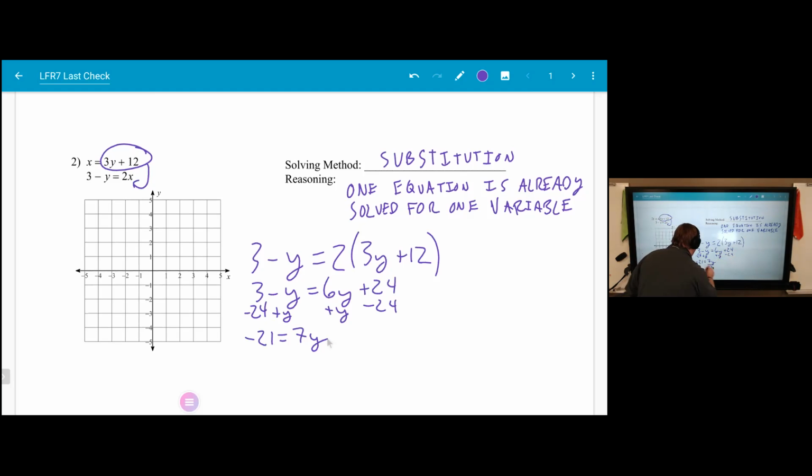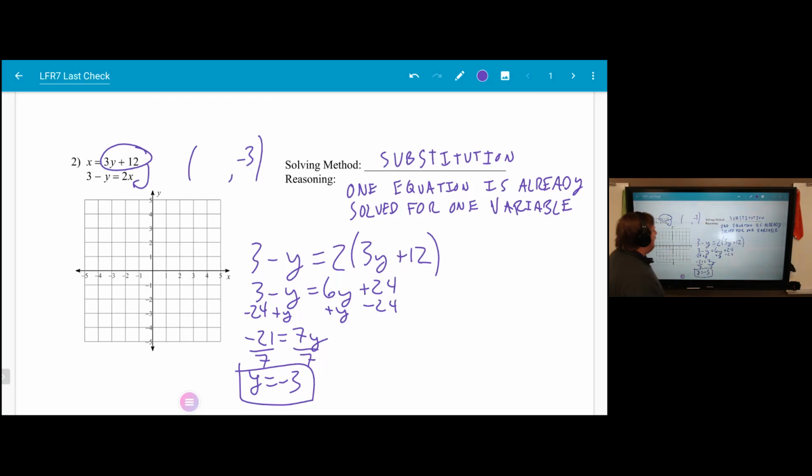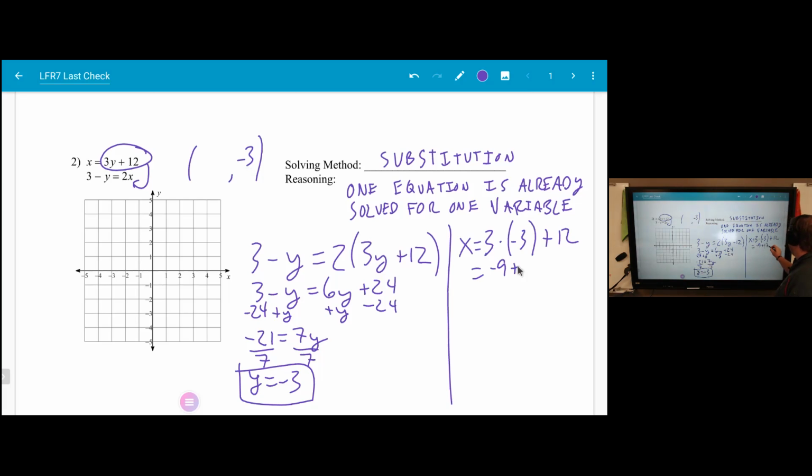Divide both sides by 7, and y equals -3. But we also need the x value. Don't forget that. Y equals -3. And it just so happens I have an equation that says x equals 3 times y plus 12, and y is -3. So this is -9 plus 12, which is 3. The x value is 3.